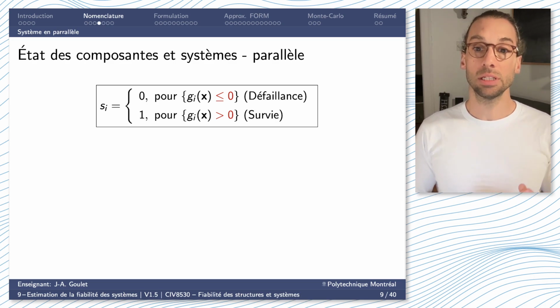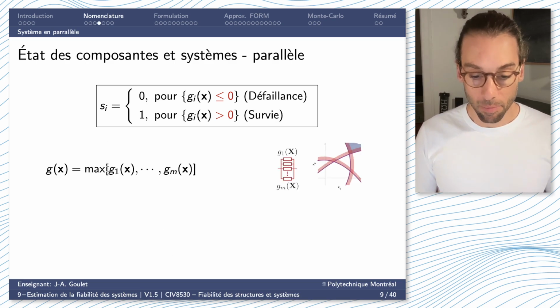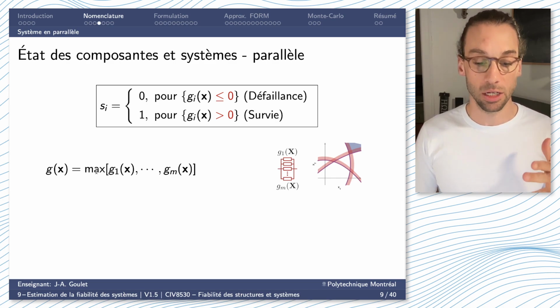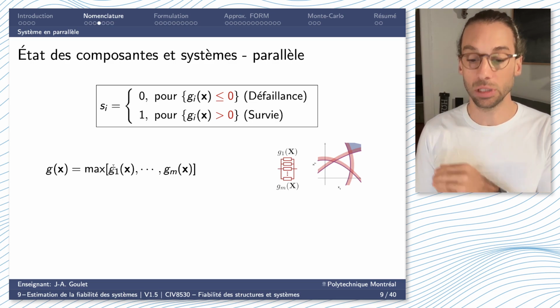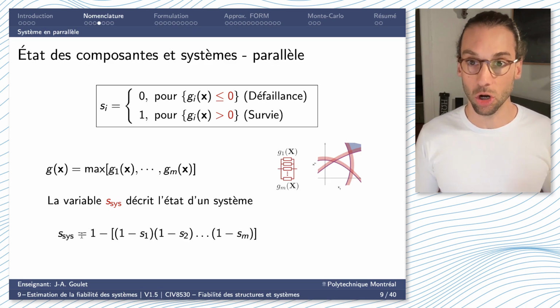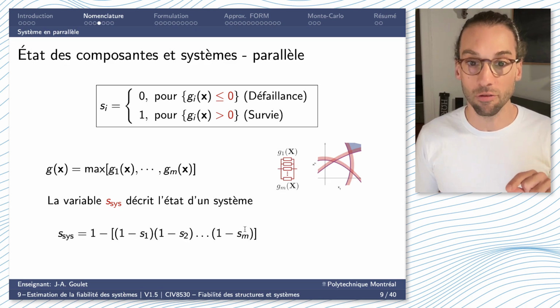Now let's do the same exercise, but for a parallel system. In that case, in terms of limit state function, my system limit state function would be the max of all my component level limit state functions. If we want to express this in terms of state variables, my system state variable would be 1 minus the product of the complements of my state variables for all of my components: 1 minus S1 times 1 minus S2 times 1 minus Sm.